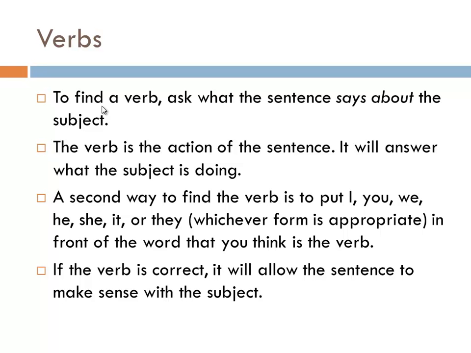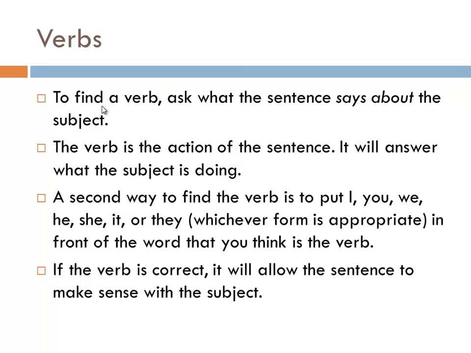On the other hand, we go from subjects to the other part that is important in our sentence, which is a verb. To find a verb, ask yourself what the sentence says about the subject. The verb is the action of the sentence, and it will answer what the subject is doing. A second way to find the verb is to put I, you, we, he, she, it, or they in front of it, whichever form is appropriate. If the verb is correct, it will allow the sentence to make sense with the subject.